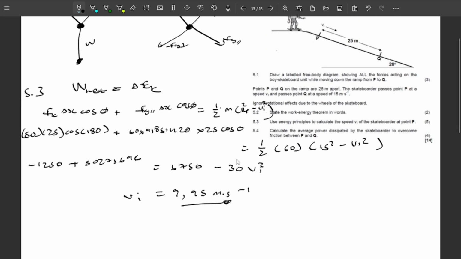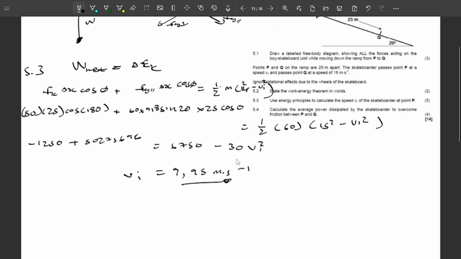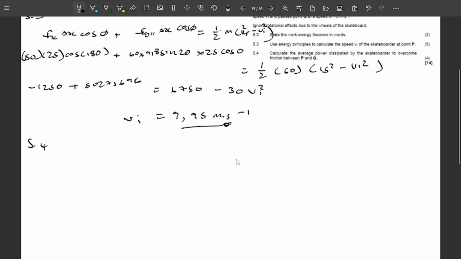Now moving to 5.4. They say calculate the average power dissipated by the skateboarder to overcome friction between P and Q. Now here's a tip for calculating power. In order for you to calculate power, you have to know your formulas. If you know all of your formulas, I think you should be good, because in that way you know where you're going.